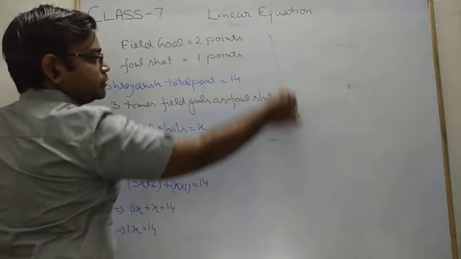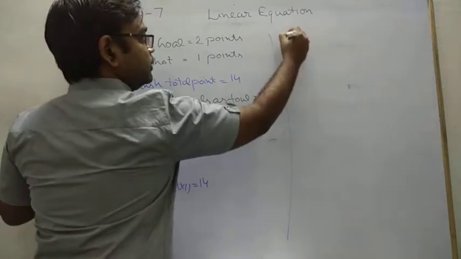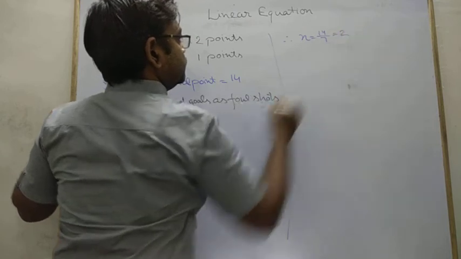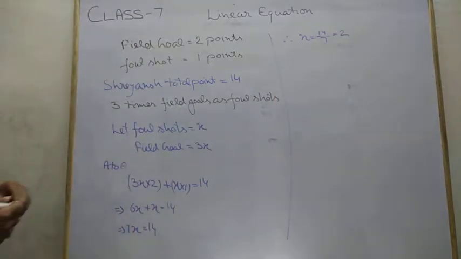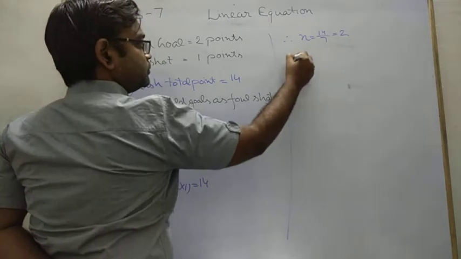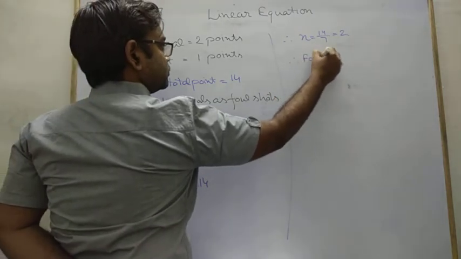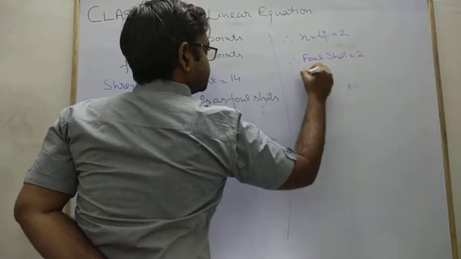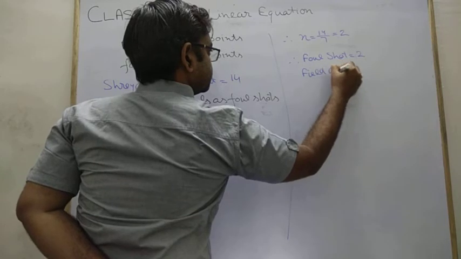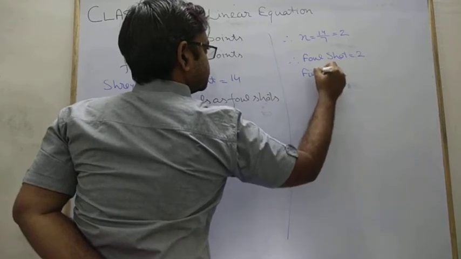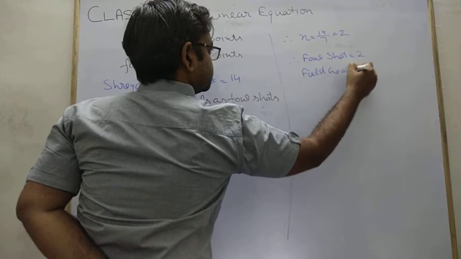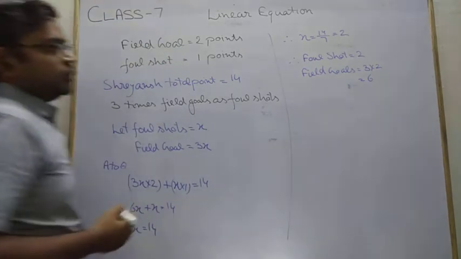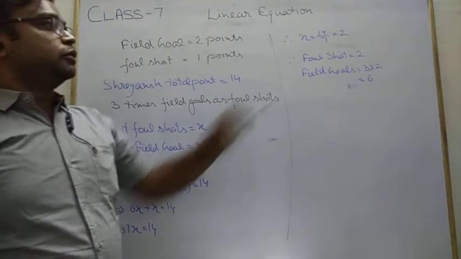Now we come to this side. Therefore, x equals 14 upon 7 equals 2. So foul shots equal 2. Then for field goals, we can write down the answer: 6. So these are the number of shots.